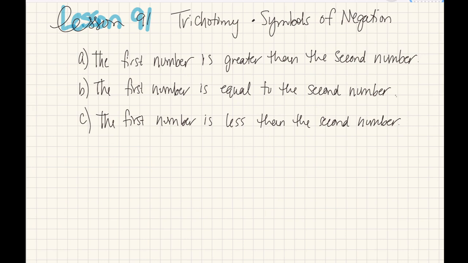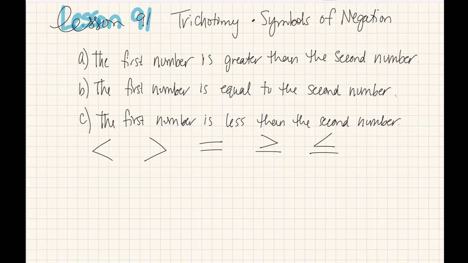So we have the symbols that we use. We use this symbol, which is less than. We have this symbol, which is greater than. We have this, which is equal to. We also can say greater than or equal to, or less than or equal to. Those are all of the phrases that we can use with these.